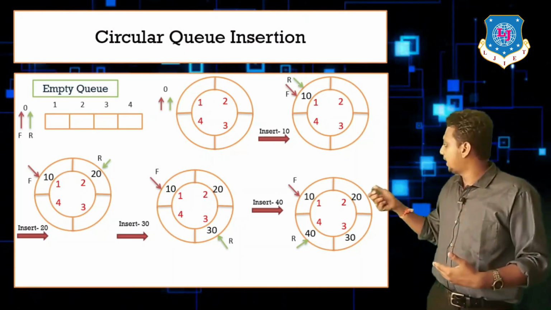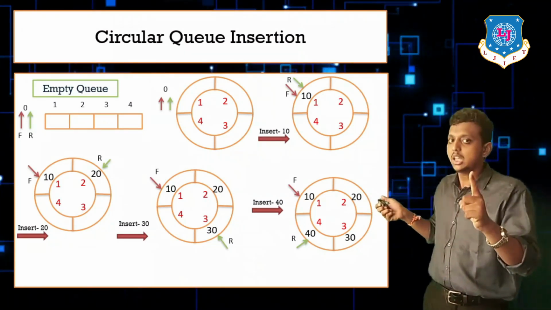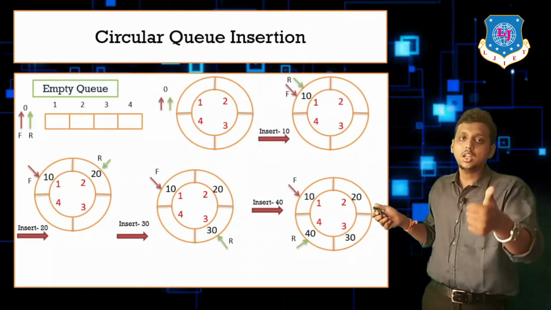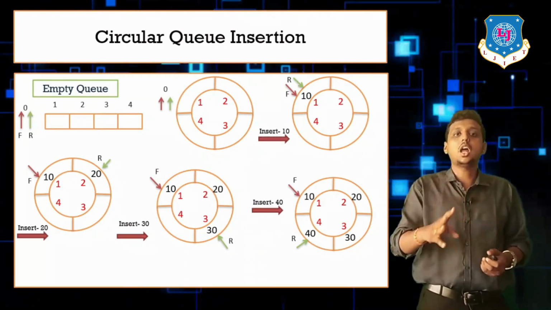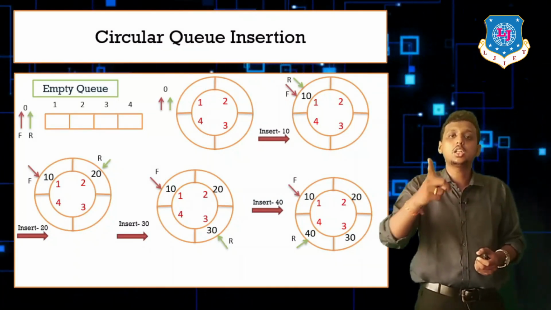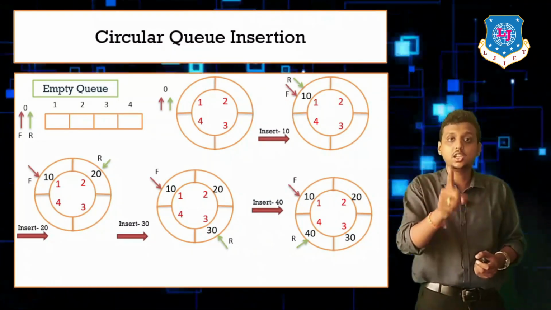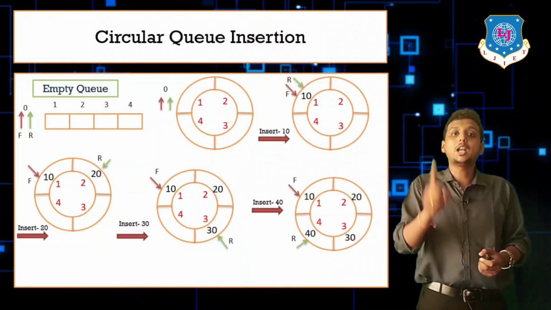Here, if you can see, my front pointer is at 1, rear is at 4, and Q size is 4 only. Now check: is R equal to N or not? Yes, the condition is true. So R becomes 1.